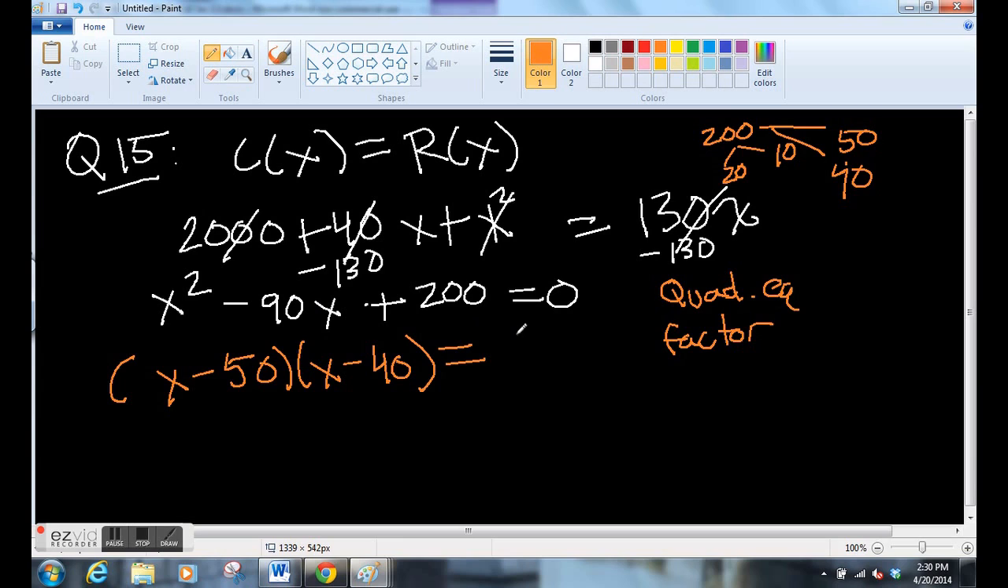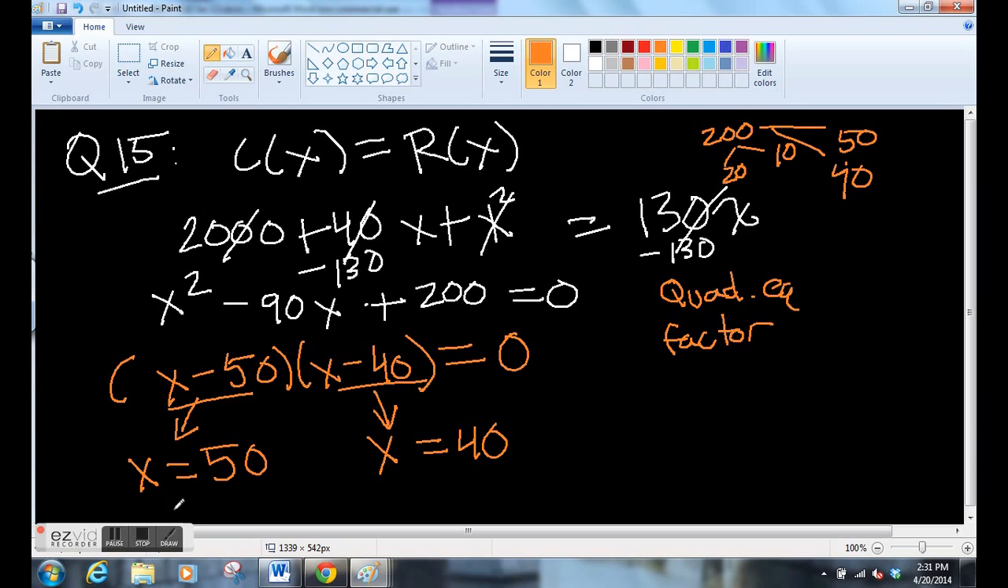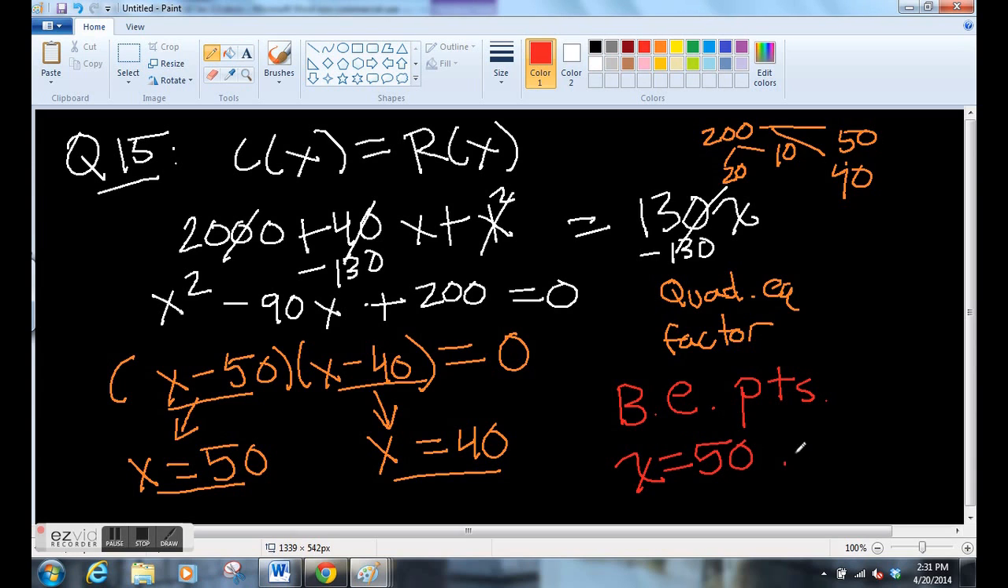So this whole thing is going to be equal to 0 when x minus 50 equals 0, or x equals 50, or when x minus 40 equals 0, or x equals 40. Again, the system we're using is you factor, and if one of these factors equals 0, then that's a place where the whole thing equals 0. So the break-even points are when x equals 50 items sold, or x equals 40 items sold. You could break even in both places.